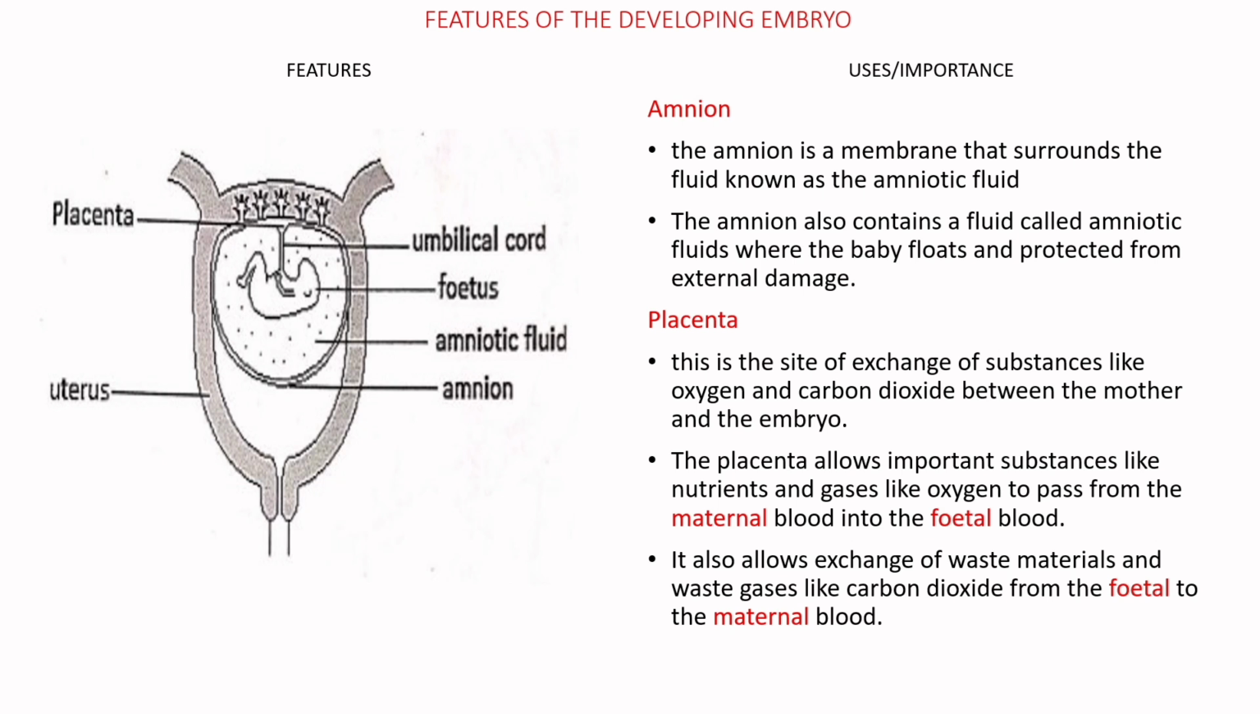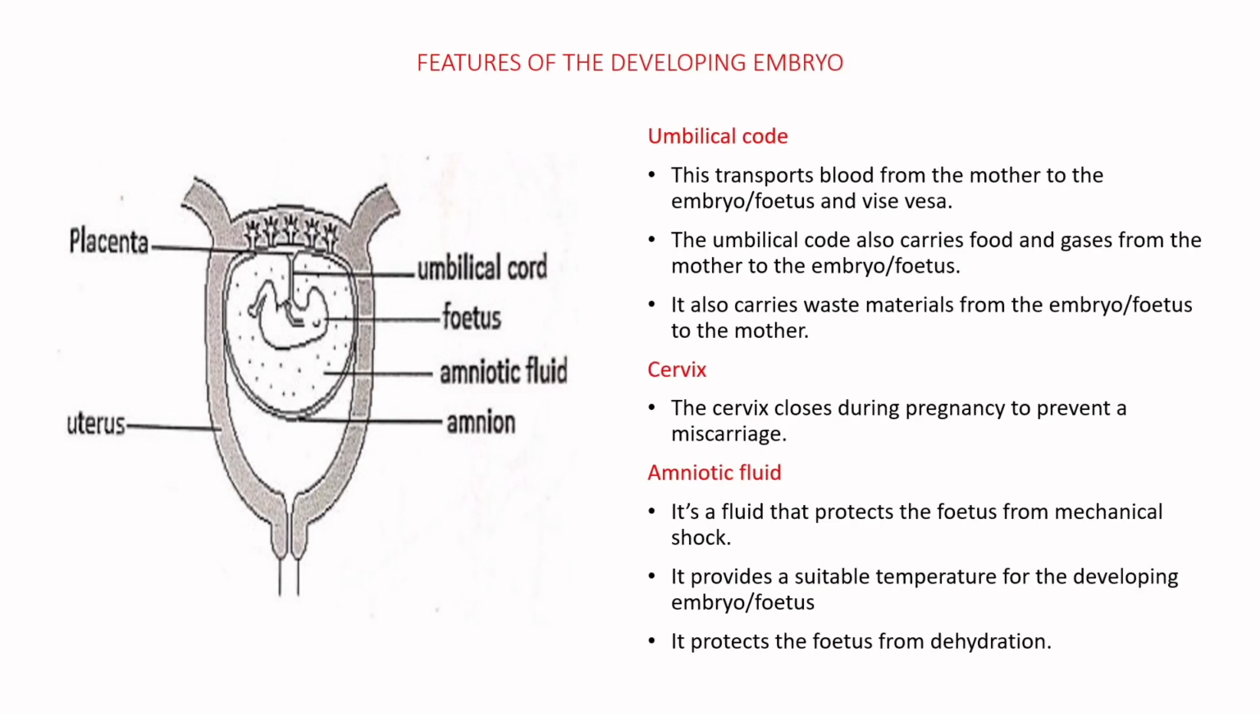After knowing all these parts, then you have known the function of the amnion and the function of the placenta. Let's look at the function of the umbilical cord and other parts in the next slide. Okay, now we continue on the features of the developing embryo. Now, in this slide, we are looking at the function of the umbilical cord, the cervix, and the amniotic fluid. Okay, so we start with the umbilical cord.